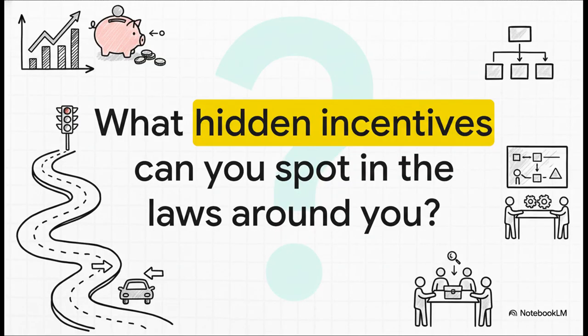So, I'll leave you with a challenge. Now that you have this lens, try looking at the world through it. The next time you see a new tax policy, or a simple traffic law, or even a rule at your job, just ask yourself, what behavior is this trying to encourage? What is it trying to discourage? What hidden incentives can you spot in the laws all around you? You might be surprised by what you find.